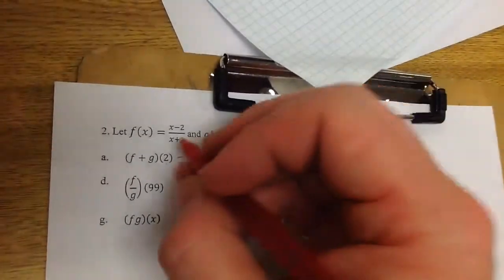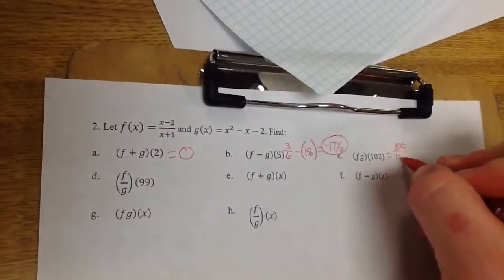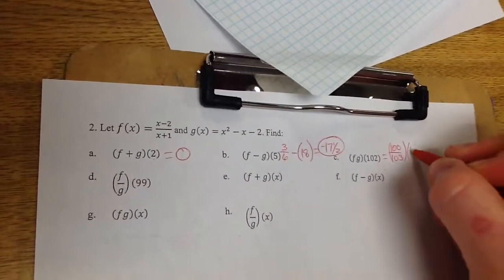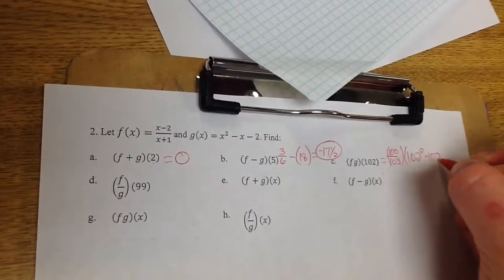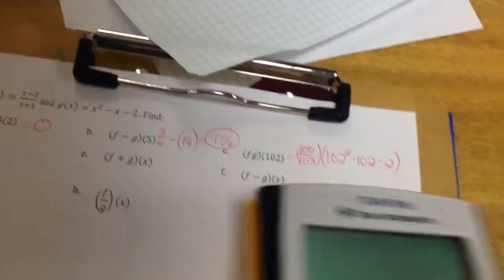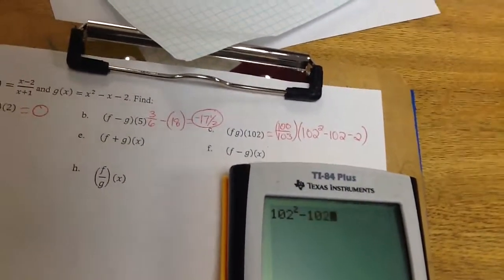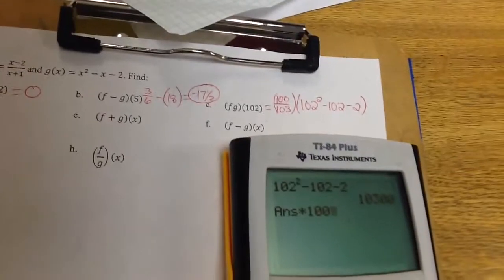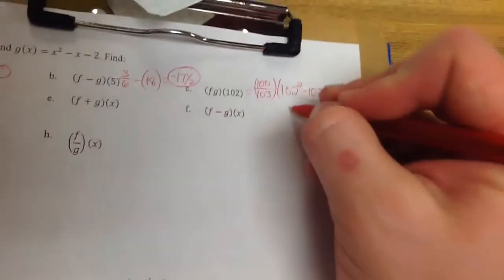Multiply. So 102 minus 2 is 100 over 103 times, that's crazy, 102 squared minus 102 minus 2. Gonna have to go to the calculator for that one. Let's see, 102 squared minus 102 minus 2 equals that big number times 100 divided by 103. It's 10,000. That's crazy. Didn't see that coming.